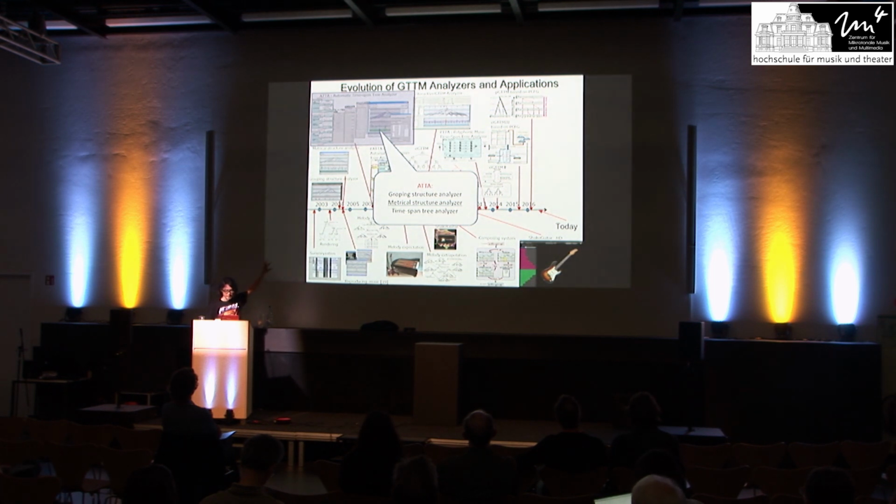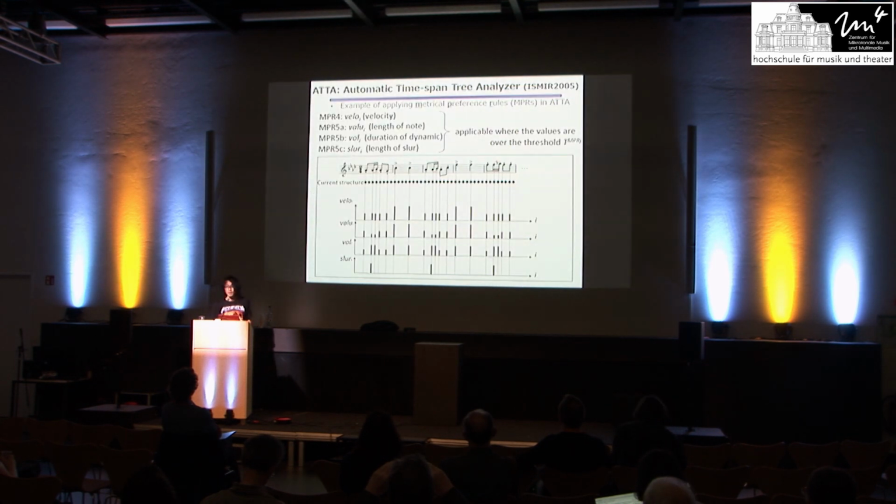For example, this one is called ATTA, which consists of a grouping structure analyzer, a metrical structure analyzer, and a time span tree analyzer. Today, I'll talk about the metrical structure analyzer. The GTTM has a lot of rules, and this slide shows an example of applying metrical preference rules in ATTA.